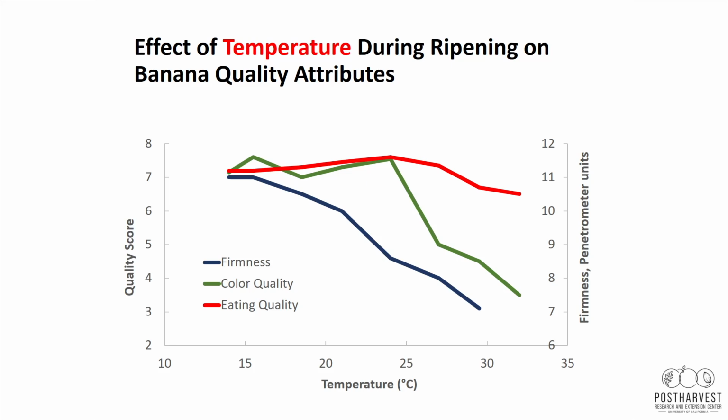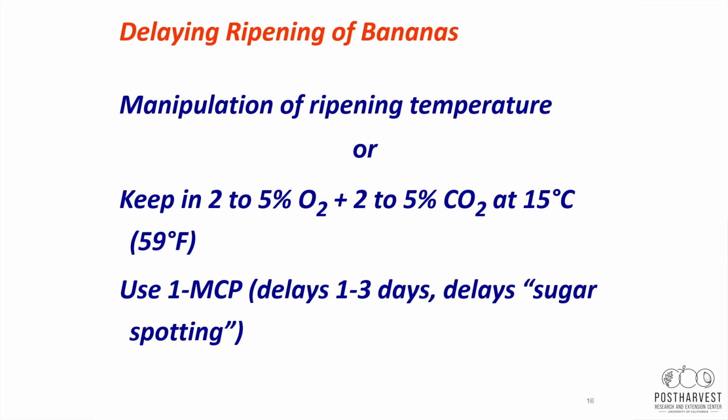And then the firmness of the fruit is greatly affected by the ripening temperature. When you ripen much above 20 degrees, the texture of the flesh of the fruit is less than ideal. So temperature management within the ripening room is also very important. There's been a lot of work on trying to delay the ripening of the bananas or slow it down once it's initiated. The main thing is to manipulate it by the temperature at which you ripen the banana.